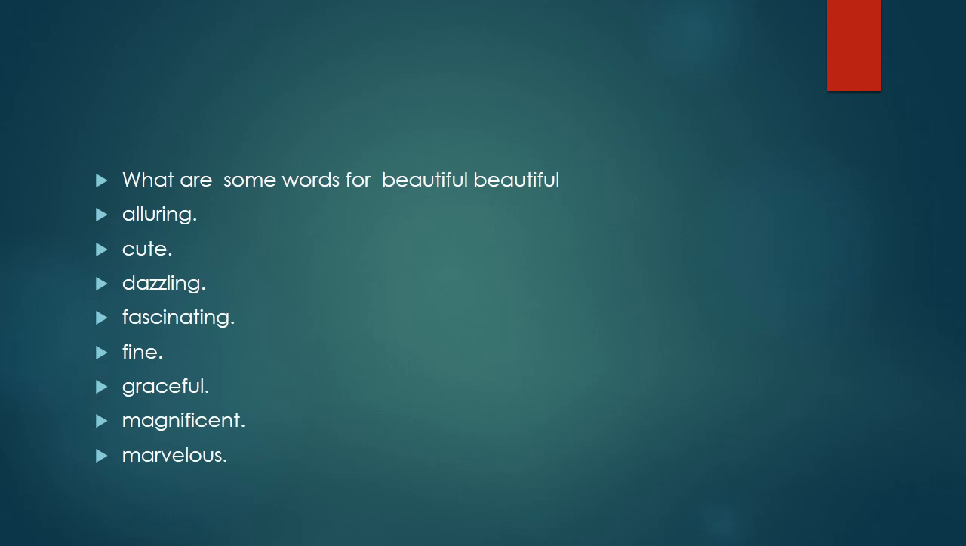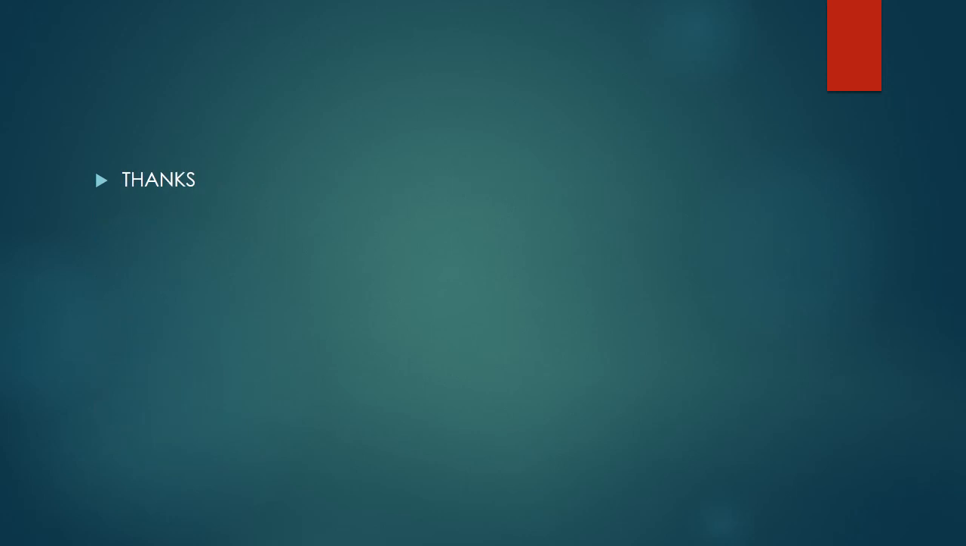What are some words for beautiful? If you say it is a beautiful picture, instead of using the word beautiful repeatedly, you can use alluring, cute, dazzling, fascinating, fine, graceful, magnificent, marvelous. These are the related words for beautiful. So if you get a visual description, just imagine these points and try to examine it very well. Thank you.